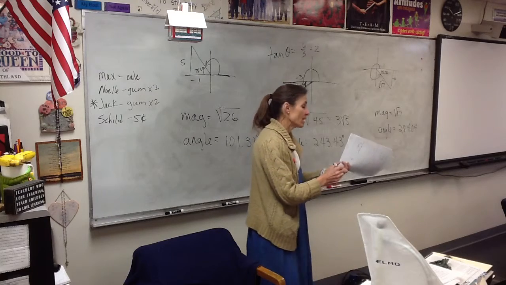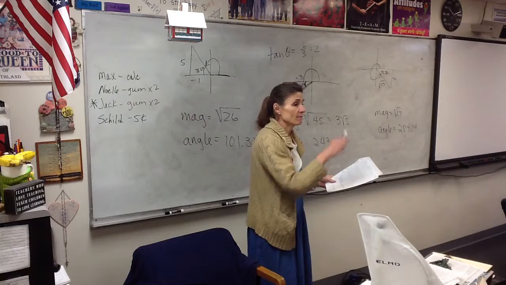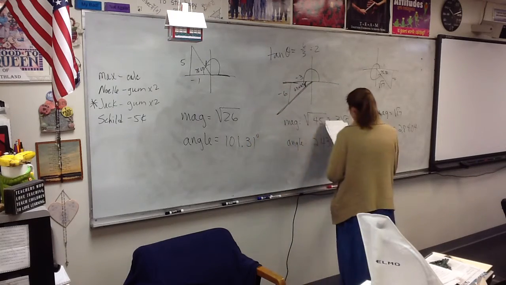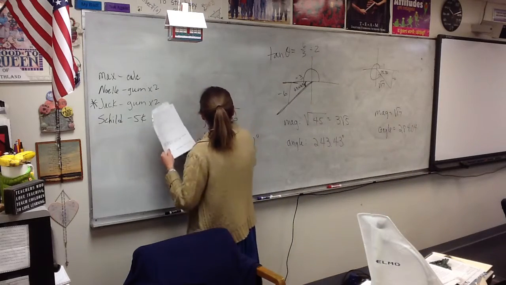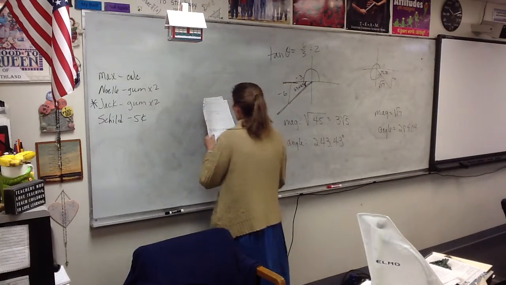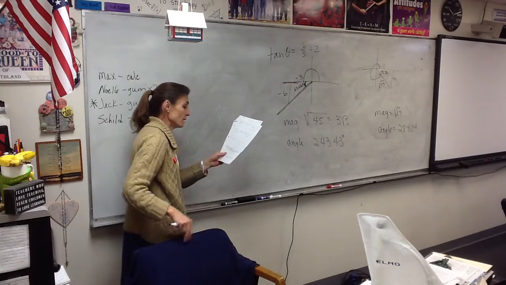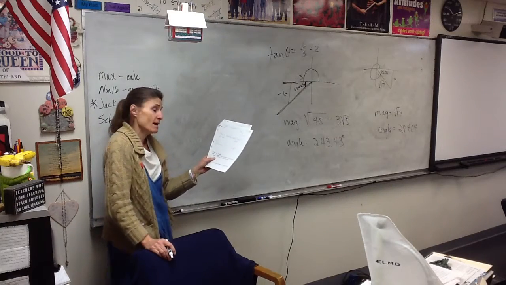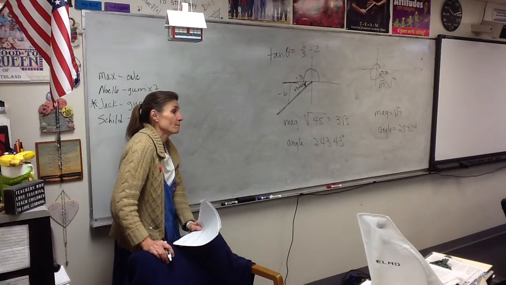Now, we have a couple of word problems that fit these concepts exactly. So here we go, let's look at A. Find the component form of the velocity of a plane flying at a speed of 410 miles an hour on a bearing of 200.